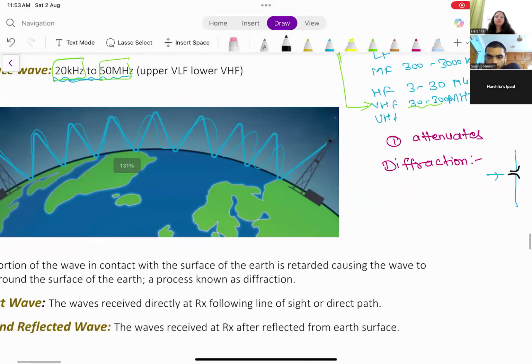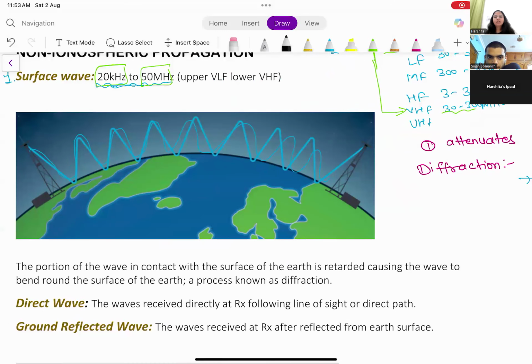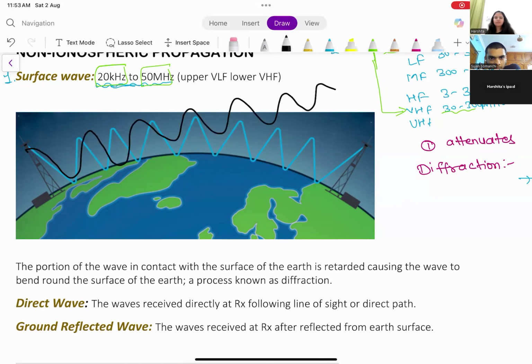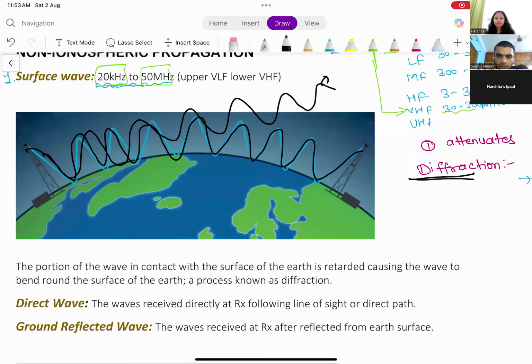Now, in the case of Earth, where are these waves getting hit by? Like, where are they touching? They are touching the Earth. Correct? So do you think that instead of going into this path, it should have gone in this path? It should have gone like this. But because of the property of diffraction, they bend around the surface of Earth. That's why they are taking the curvature of Earth and flowing along the curvature. Right? This is what diffraction means.